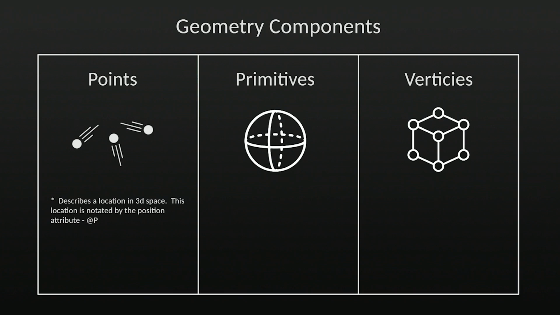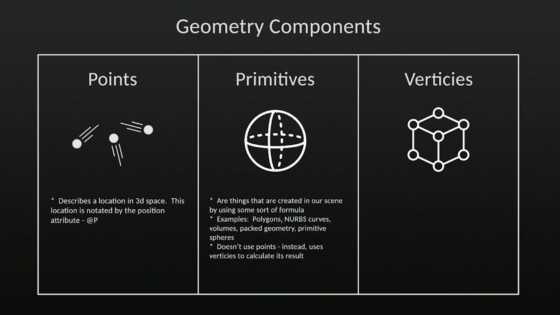The thing that we actually see in our viewport and see in our renders are primitives. And these are the things that are created in our scene by using some kind of formula. So an example of that would be polygons, NURBS curves, volumes, packed geometry, primitive spheres. All these different geometry types have different formulas which allow them to exist in our 3D scene. And these things are called primitives. Now, these primitives don't actually use these points to build whatever it's trying to make. Instead, it uses vertices to calculate its results.